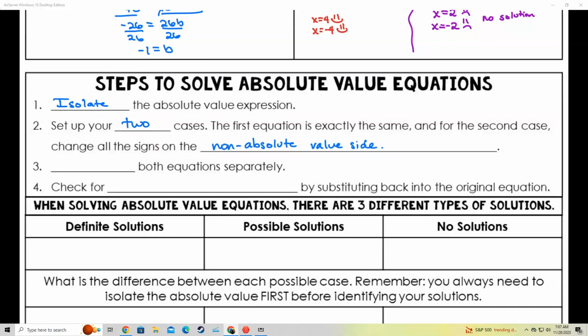So the side that does not have the absolute value, we're going to change all the signs on that side. We're going to make it completely opposite. We're going to then solve both equations separately. And then we're going to check for extraneous solutions. Extraneous solutions are solutions that are fake.